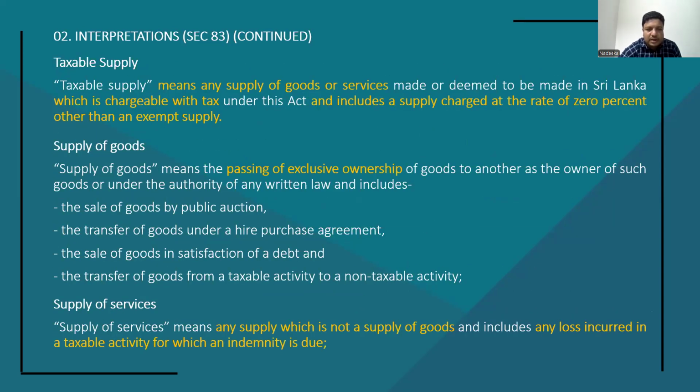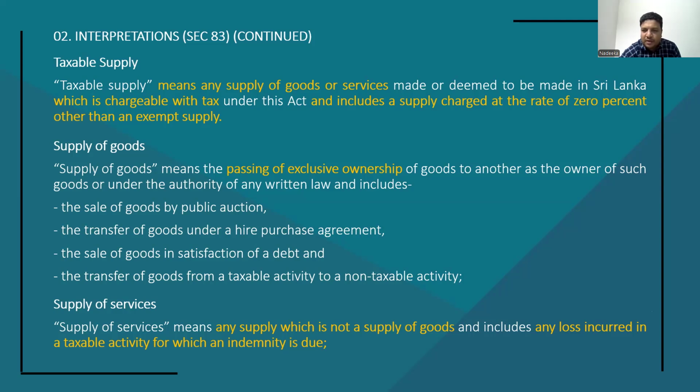Right. Now look at the meaning of supply of goods and supply of services. All these are defined in the VAT law. We have to pay VAT on taxable supply of goods and services. So what is the meaning of supply of goods? Supply of goods means the passing of exclusive ownership of goods to another as the owner of such goods or under the authority of any written law, and includes the sale of goods by public auction, the transfer of goods under hire purchase agreement, sale of goods in satisfaction of a debt, and the transfer of goods from a taxable activity to a non-taxable activity. Right. Basically, if you are the owner of a particular good, and if you pass the ownership to another person, that is supply of goods. And it includes sale of goods by public auction.